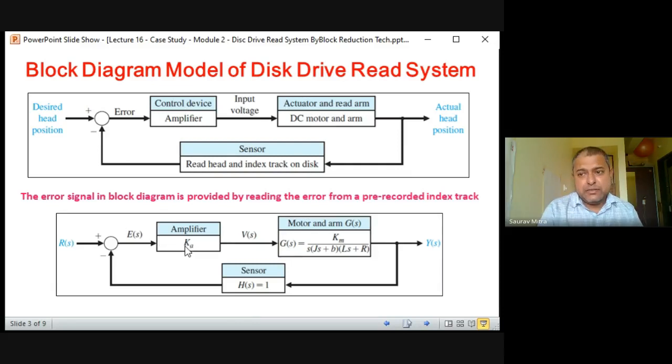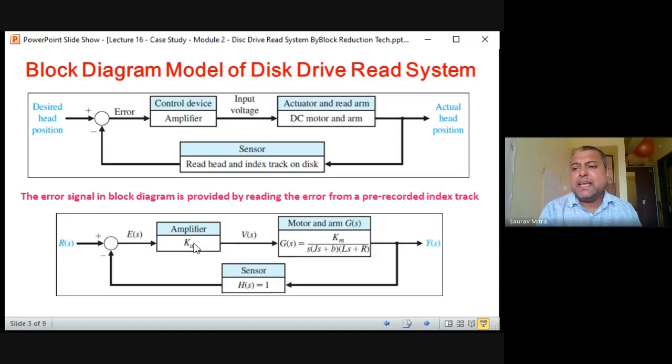So there is no S here. This is just a multiplying factor, 2, 5, 10, that kind of thing. This is called a gain, and it's a very important factor when we will be doing root locus. At that time, it is all a game of KA. Okay, so this is called the DC gain of the system. So this is the amplifier gain in the forward path.